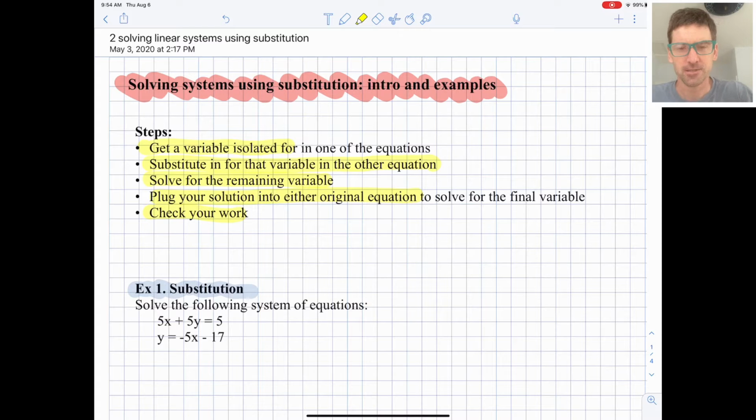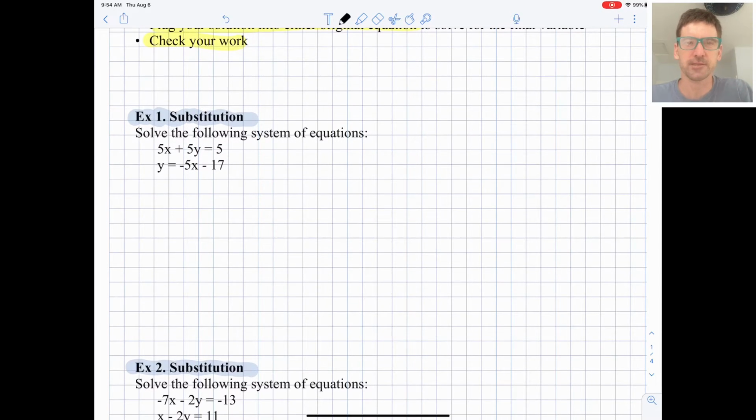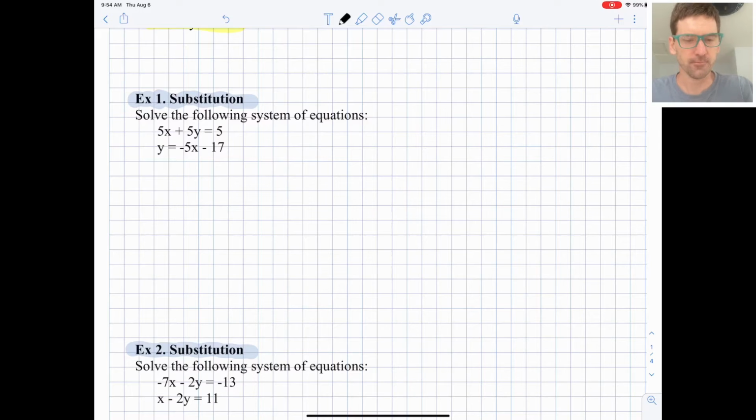So let's do that. We'll solve a system through substitution. In our first example, we have a couple equations, and presumably, again, these represent two separate lines that intersect somewhere, and we're looking for that point of intersection, which is the point that's common to both lines. So we're looking for the one special point that happens to fall on both lines.